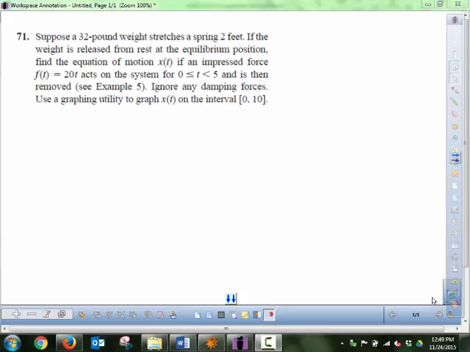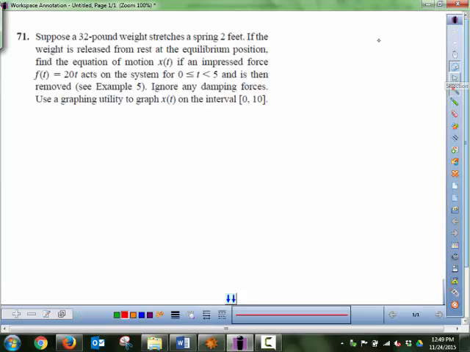We need the mass out of this thing. So let's try to gather as much information as we can to come up with our differential equation. We need a 32-pound weight. So the weight is equal to 32 pounds.